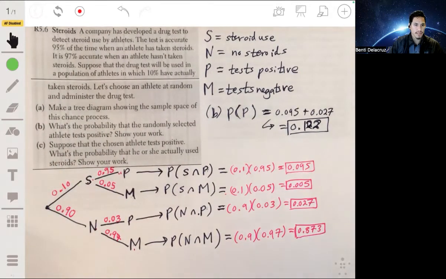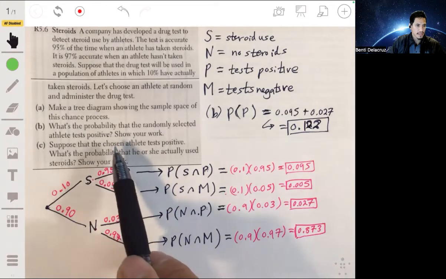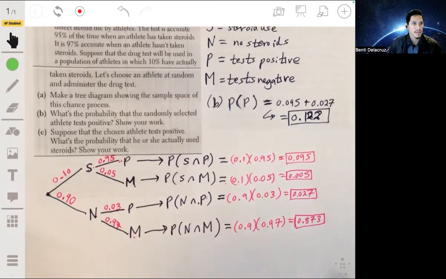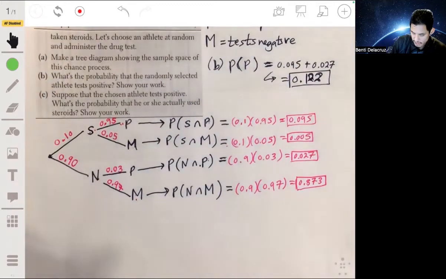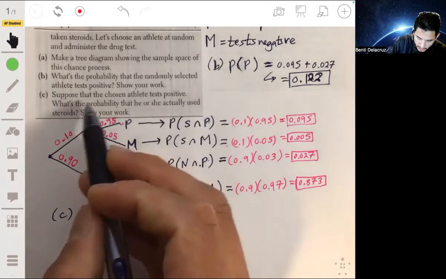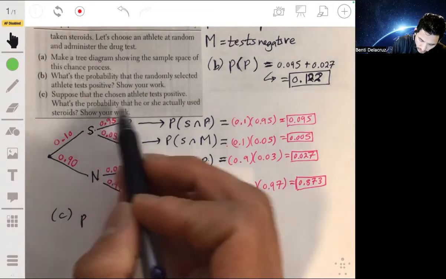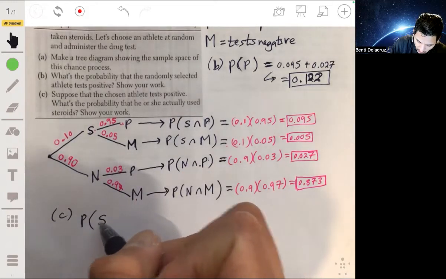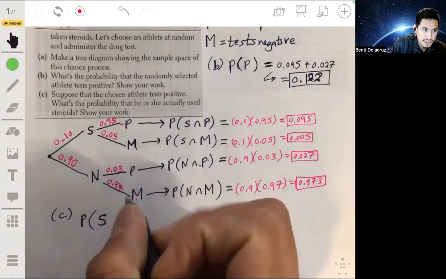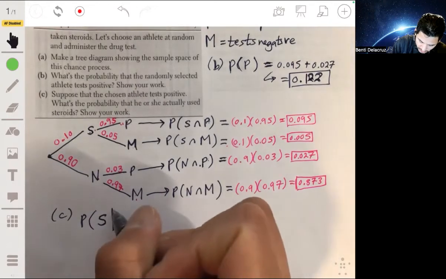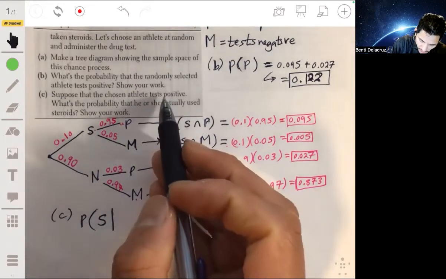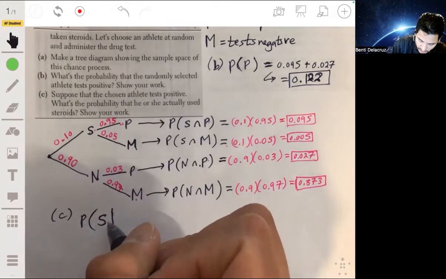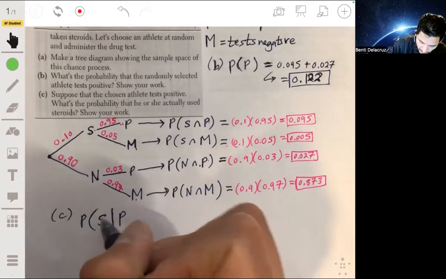All right, now part C. Suppose that the chosen athlete tests positive. What's the probability that he or she actually used steroids? So on part C, we're trying to figure out the probability of them using steroids, the probability of S, but we have a condition. So we said probability of S given, that's what this vertical line means, probability of S given that they test positive. So the probability of them using steroids given P, the probability of S given P.